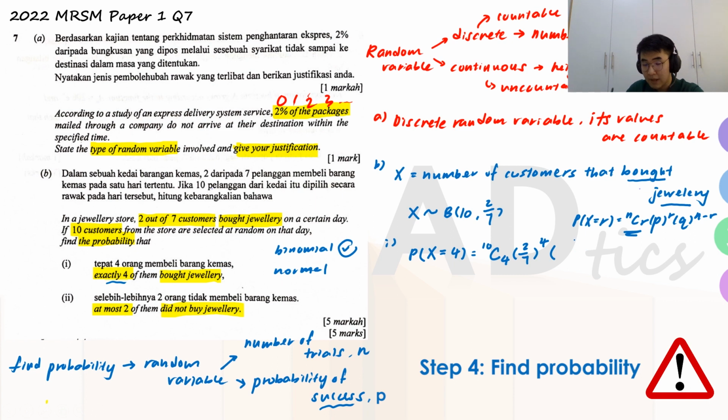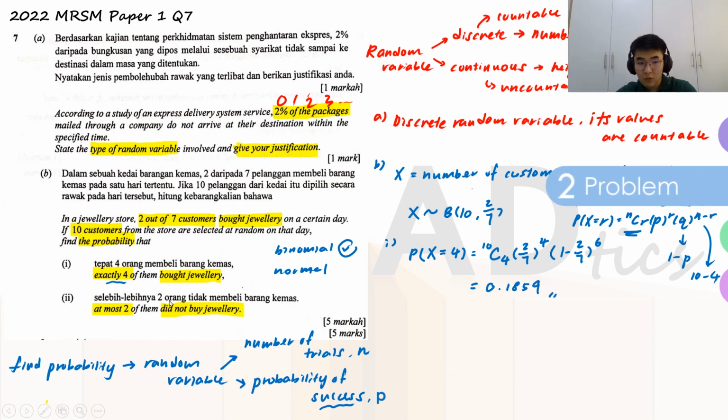And we need to multiply the probability that the customers did not buy jewelry. So it's 1 minus 2 over 7. So the formula for Q is actually 1 minus P. Okay, and we need to multiply 6 times because there are 6 customers who did not buy jewelry. Or you can calculate from here, n minus r is actually 10 minus 4. Okay, so your answer will be 0.1859.